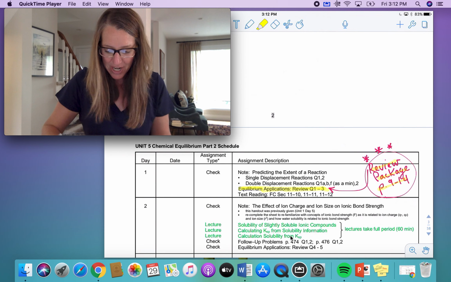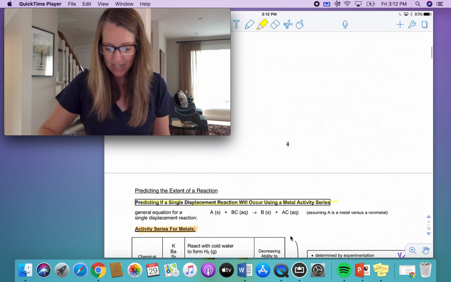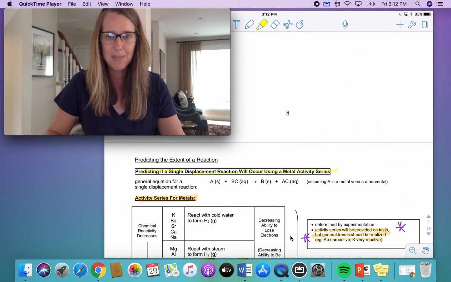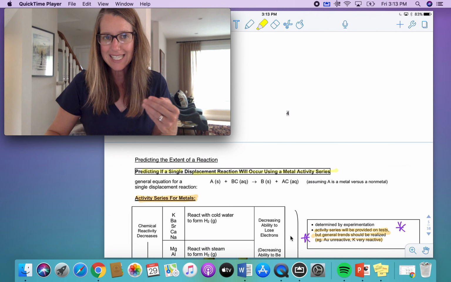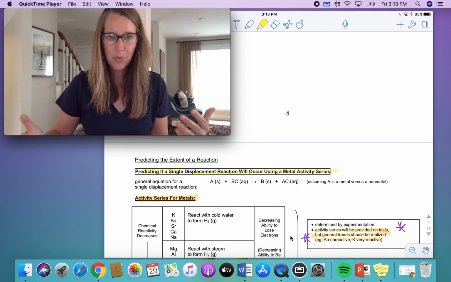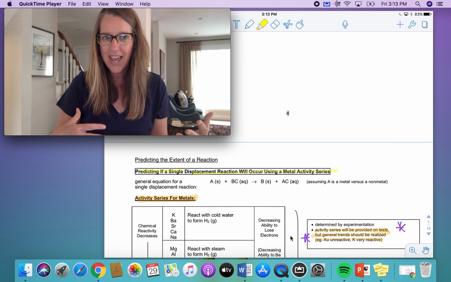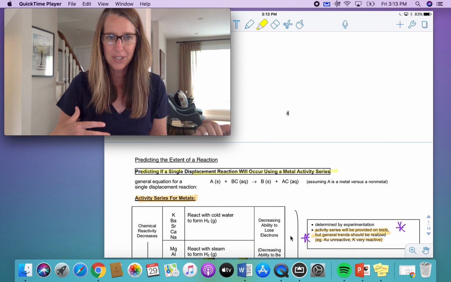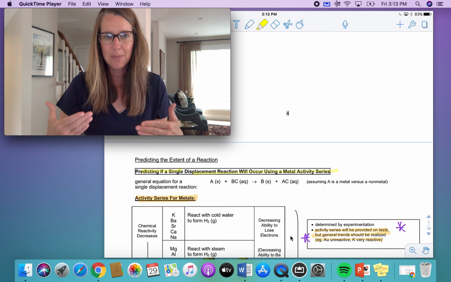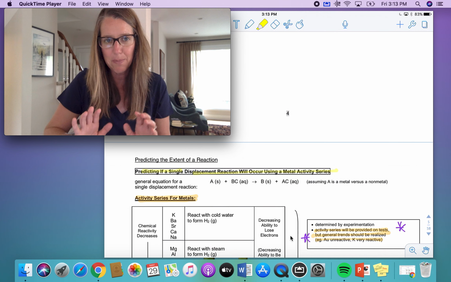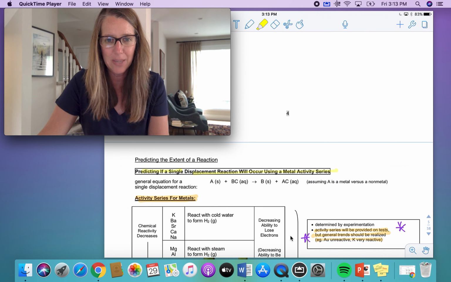All right, so here we go. For today's lesson, we're going to start by looking at something that we've already kind of gone over before. We're going to look at being able to predict if a single displacement reaction is going to occur or not. And this leads us into figuring out whether reactions go to completion, or what if it's going to be a double displacement reaction? Is it going to be one that goes to completion, or is it going to be one that sets up an equilibrium? Just like the last unit, there are driving forces that push a reaction to get to an equilibrium.